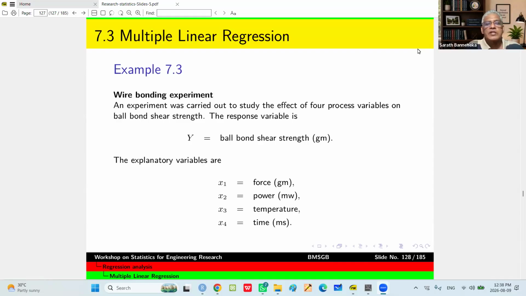An experiment was carried out to study the effect of four process variables on ball bond shear strength. The response variable is Y equal to ball bond shear strength. The explanatory variables are x1 is equal to force, x2 is equal to power, x3 is equal to temperature, and x4 is equal to time.